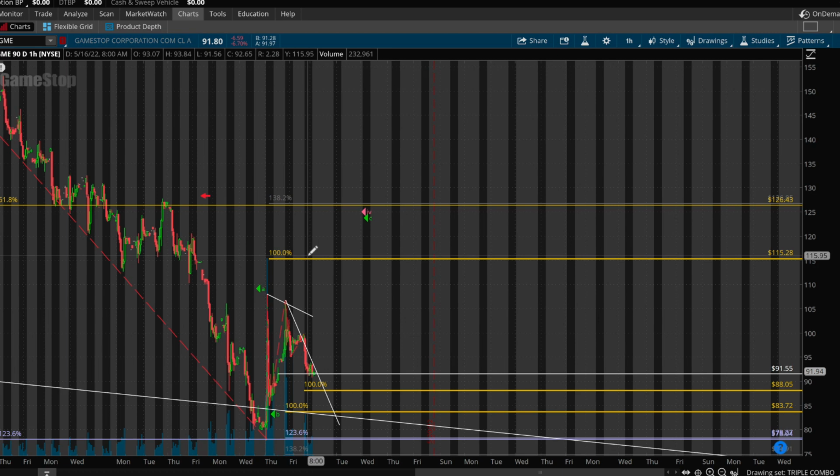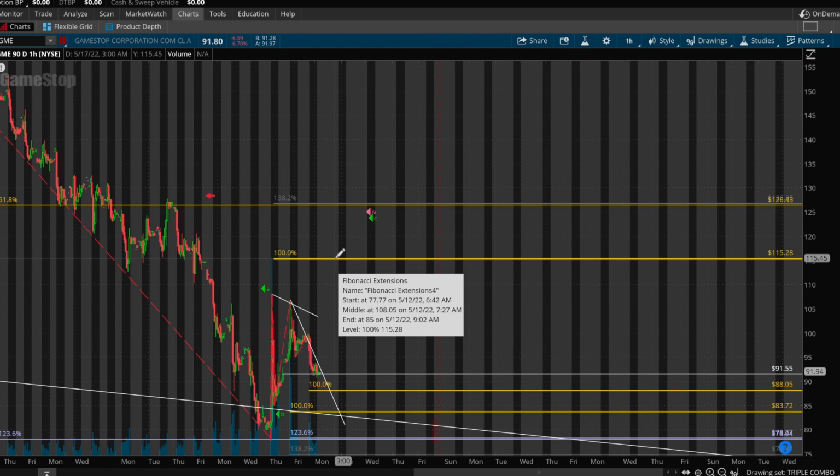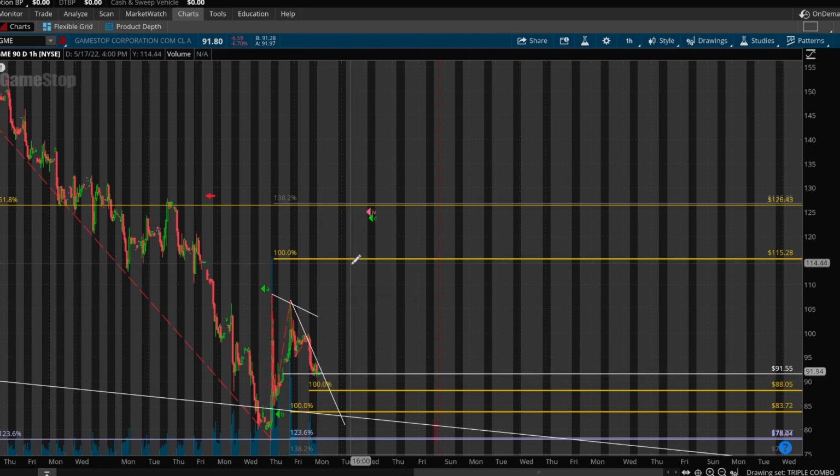However, when I do my analysis, I like to look for the counts that will hurt the most people. And so what I think hurts the most people here is that we actually don't stop here at 115, and instead we run up to 126.5, 127.